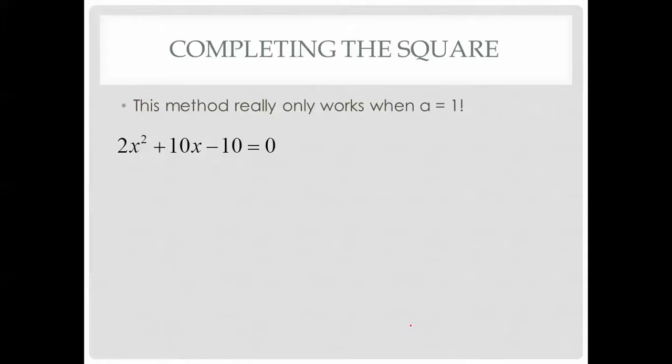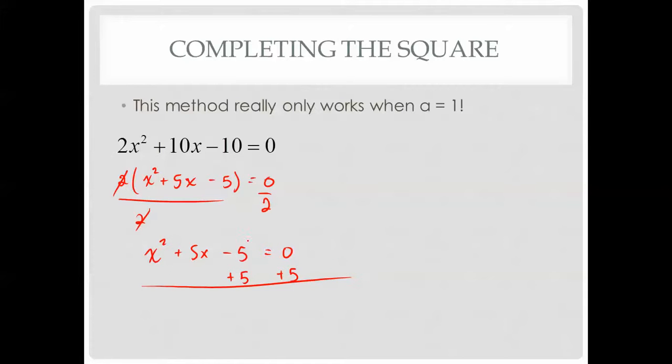Let's try that again. All right, first thing we can do is factor out GCF. Then we can divide both sides by 2. So we get x squared plus 5x minus 5 equals 0. Now we want to make a PST on the left, so we add 5. We get x squared plus 5x plus blank equals 5, and remember, plus blank. Whatever we do here, we also have to do here. 5 over 2 squared. 5 over 2 squared is 25/4. So we got to add that to both sides.